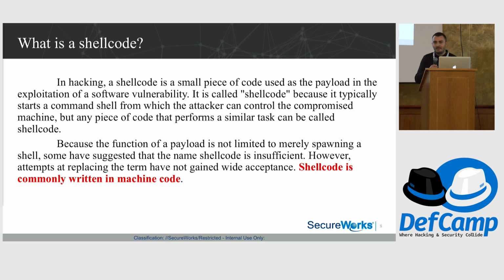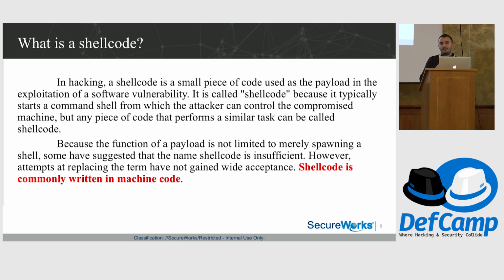What is a shellcode? This is the description from Wikipedia. Shellcode is a code that, from history reasons, gave back to the attackers a shell. So it gave to attackers remote access to a system that is infected or the attackers got access to.